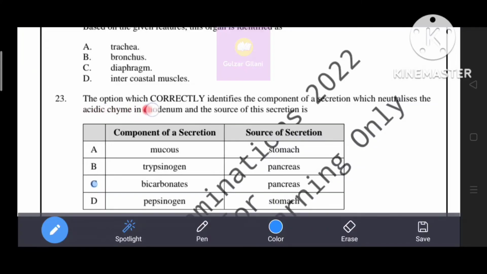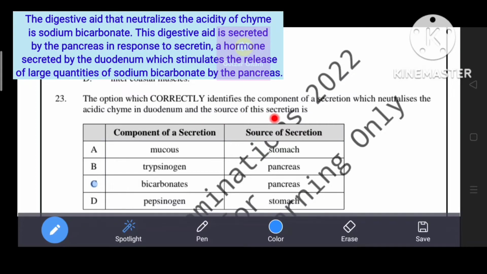The option which correctly identifies the component of a secretion which neutralizes the acidic chyme in duodenum and the source of this secretion is, as you know, the digestive aid that neutralizes the acidity of chyme is sodium bicarbonate. This digestive aid is secreted by the pancreas in response to secretin, a hormone secreted by the duodenum which stimulates the release of large quantities of sodium bicarbonate by the pancreas.